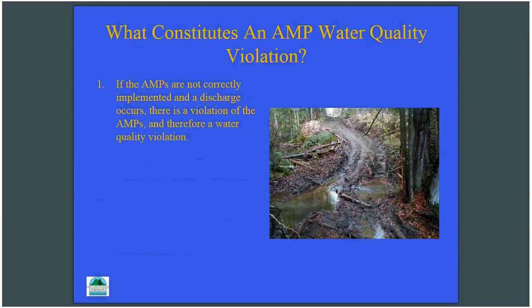If the AMPs are not correctly implemented and the discharge occurs, there's a violation of the AMPs and therefore a water quality violation. In such situations, penalties may be assessed for the water quality violation as well as AMPs that are not implemented. If no discharge occurs, the logger or landowner cannot be fined or prosecuted for not implementing the AMPs.